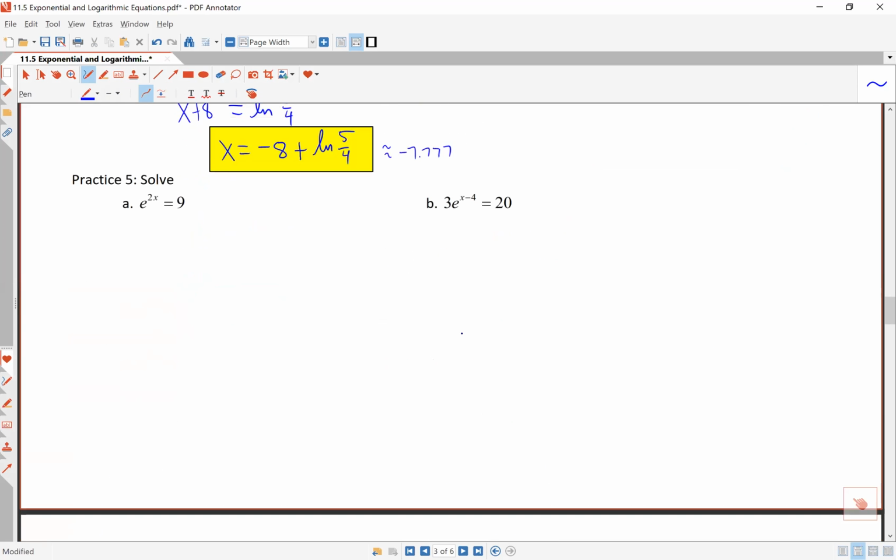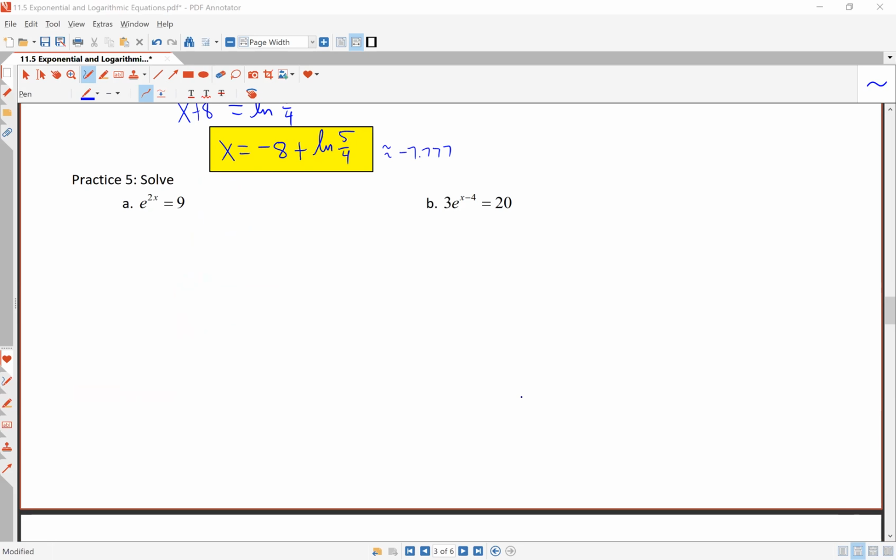And here are 2 practice problems for you to try. I encourage you to press pause in your video and work these out and come back when you're ready to see the solution. Now that you've had a chance to work these out, I'll work these out with you.